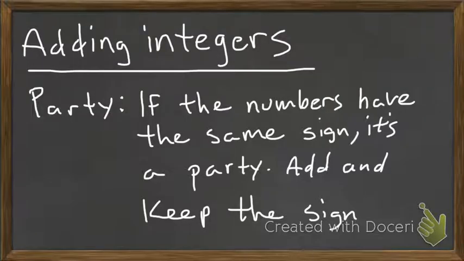So when we add integers, we like to think of party and war. We think of party if the numbers have the same sign, meaning we have 2 positive numbers or 2 negative numbers, it's a party. We add and keep the sign. So if we're adding 2 positive numbers, we just add them and that's it. If we're adding 2 negative numbers, we add them and put the negative sign.